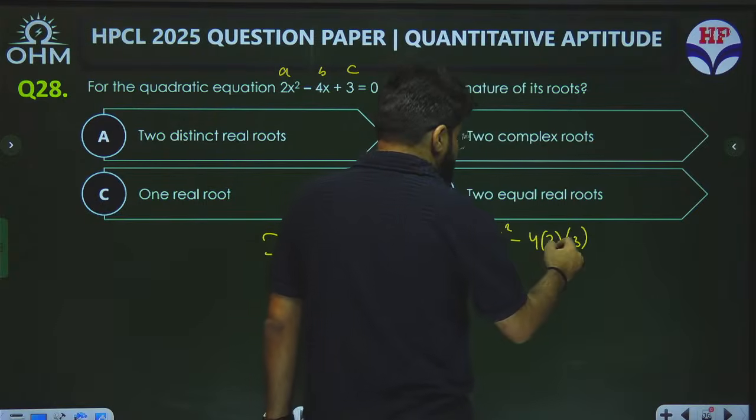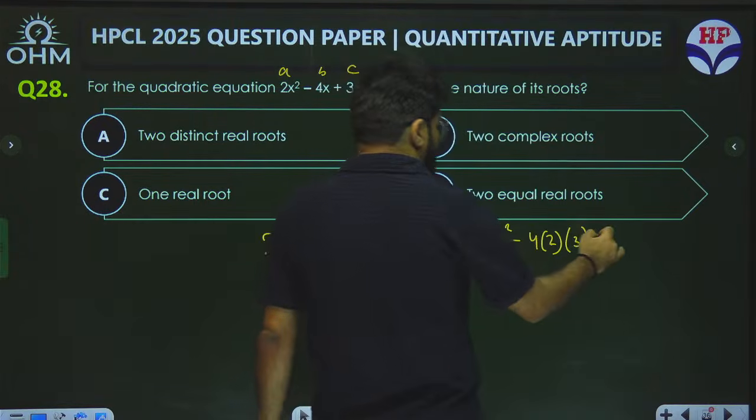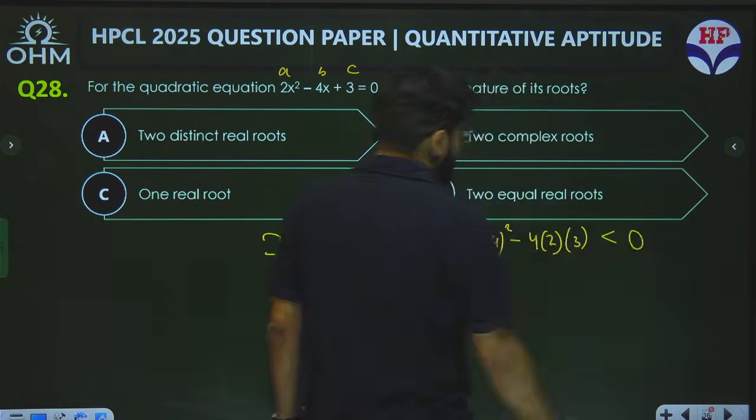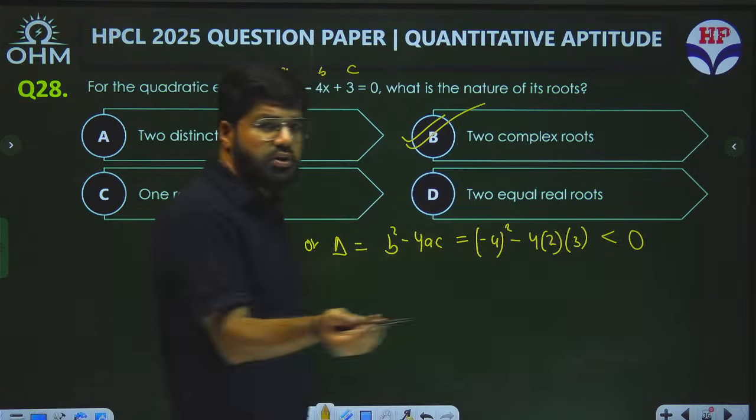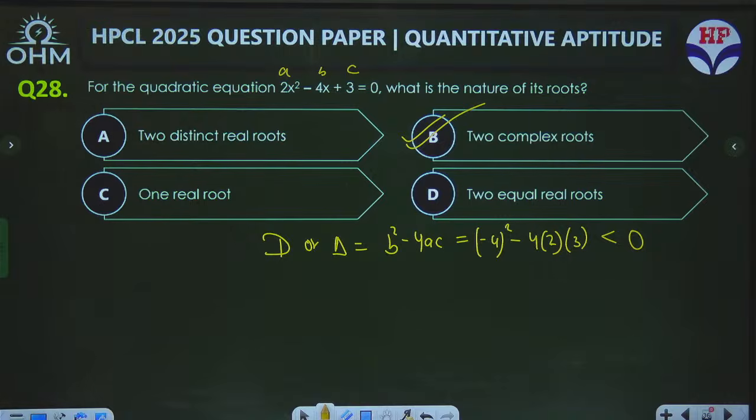So 16 minus 24 is negative. Whenever the discriminant is negative, you will have complex roots. We know that from the quadratic equation fundamentals. They are not even asking for the value of the roots, just the nature of the roots.